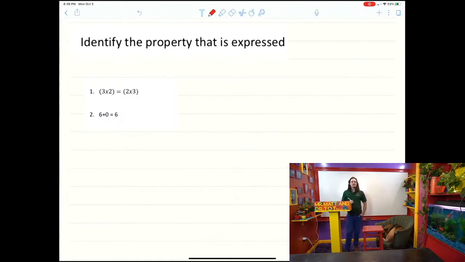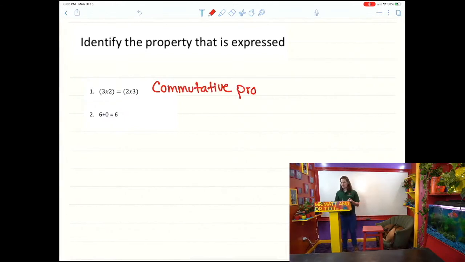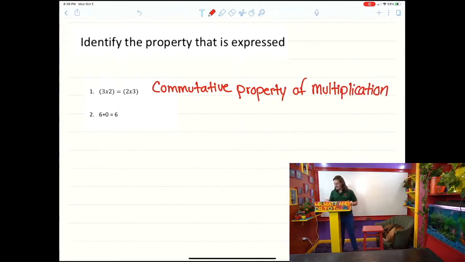The second one is saying 6 plus 0 is equal to 6. First of all, we have an operation of addition. So clearly it's some property of addition. Second, it's saying what remains unchanged. What value added to this number would make it unchanged. So this is the identity property of addition.